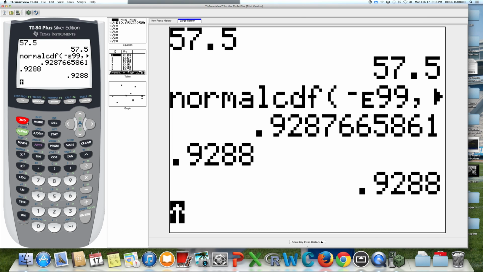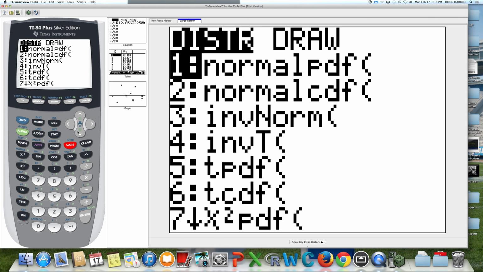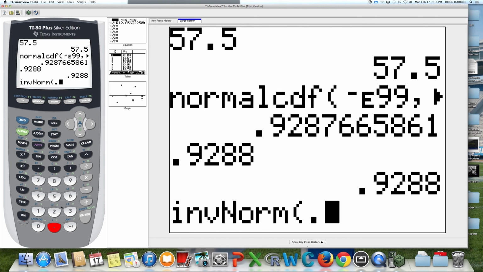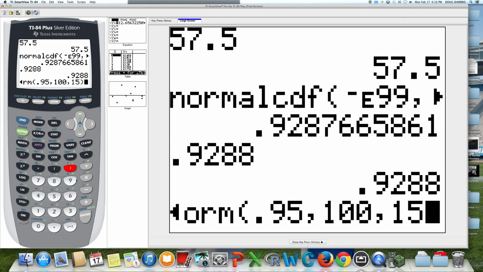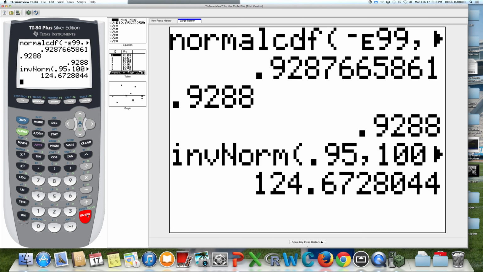Turns out that we go to distribution, come down to number 3. Put in 0.95, comma 100, comma 15. We see the score, an IQ of about 125, places you where only 5% of people got an IQ higher than you, and 95% of people got an IQ lower than you. Because obviously this would also be called the 95th percentile.